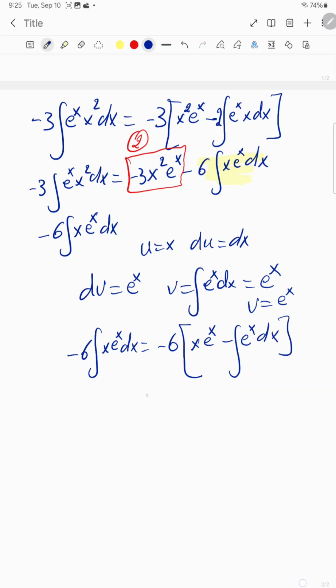And I close it. So this is equal to minus 6x e to the power of x plus 6, and the integral of e^x is e^x plus c. So this is my third term here.